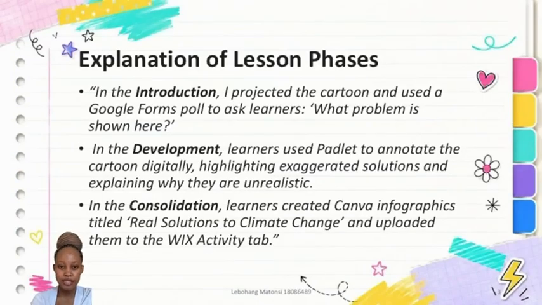Explanation of lesson phases. So in the introduction, I projected the cartoon and used a Google Forms poll to ask learners what problem is shown here. And then in the development, learners used Padlet to annotate the cartoon digitally, highlighting exaggerated solutions and explaining why they are unrealistic. Lastly, in the consolidation, learners created Canva infographics titled Real Solution to Climate Change and uploaded them to the Wix activity tab.